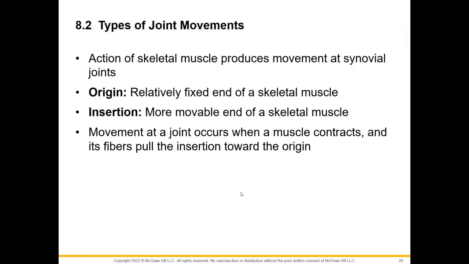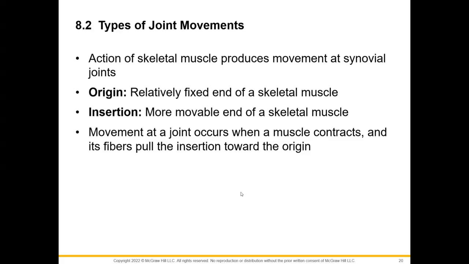Okay, so we went through the structural classifications and a little bit about functional. And at this point, we'll get into a little bit more about functional. And we have different terms we use for the different types of movements. But first of all, the action of the skeletal muscle produces movement at synovial joints. Okay, and so you have an origin and an insertion. An origin is the fixed end of the skeletal muscle. The insertion is the movable end of the skeletal muscle.